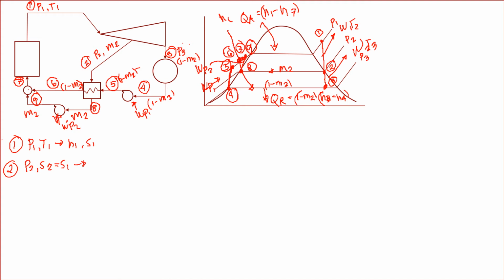We have to find out if it is saturated or superheated. So if SG at point 2 at pressure 2 is greater than S2, which is also equal to S1, then it is saturated. But if SG at pressure 2 is lesser than your S2, then it is superheated, which you have to interpolate. Now, interpolation and computer-aided lectures are attached in the description below. Okay? Superheated region.